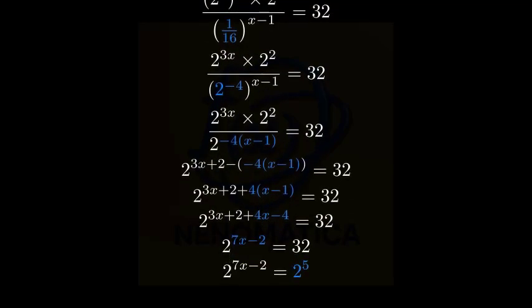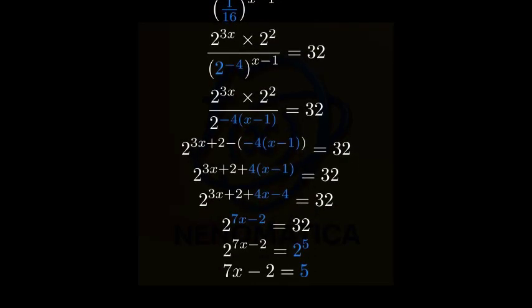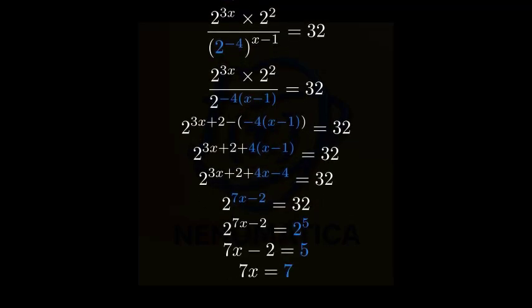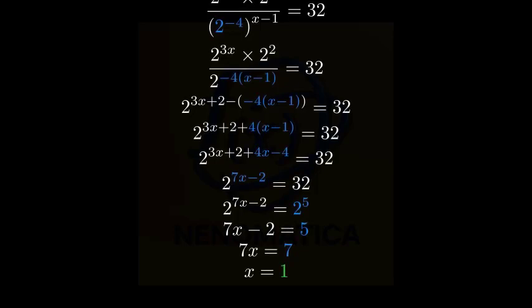Now, we express 32 as a power of 2. 32 equals 2 to the power of 5. Since the bases are the same, we can equate the exponents. This gives us 7x minus 2 equals 5. Adding 2 to both sides, we get 7x equals 7. Finally, dividing both sides by 7, we get x equals 1. This is our final answer.